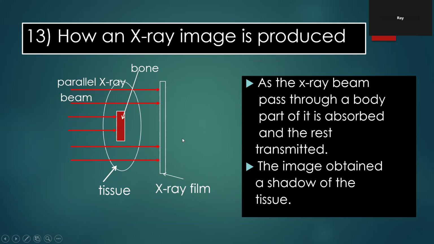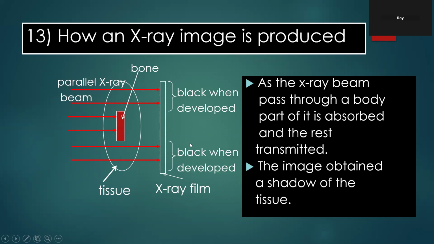The image obtained is a shadow of the tissue. The picture taken is the negative. So this part where it's exposed will be black when developed. Same as this part where the X-ray can pass through, black when developed. This part where the X-ray doesn't pass through will be white.